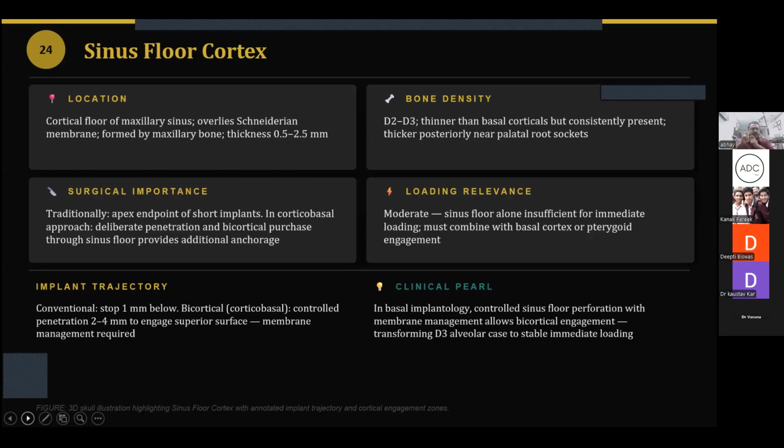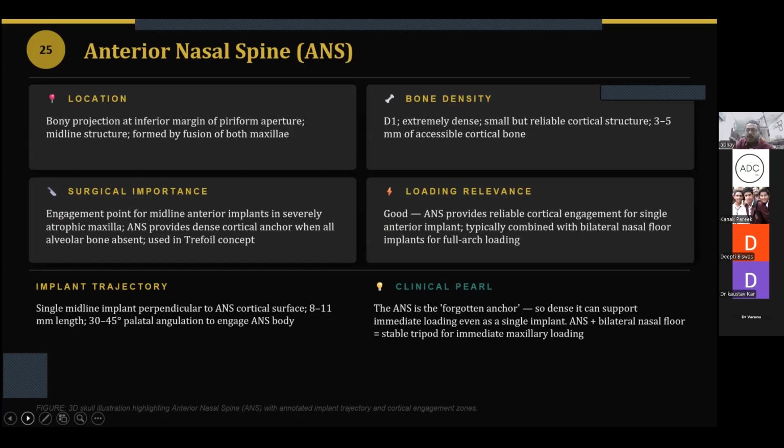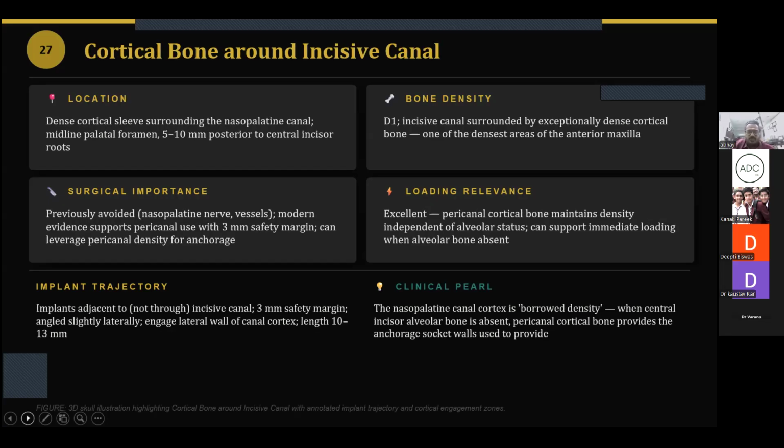So to eliminate that long span area, you engage your sinus floor cortex, the anterior wall of sinus, the posterior wall of sinus, the floor of sinus. These are all corticalized, but this cortical is very thin, very unstable because the sinus pneumatizes throughout life. Anterior nasal spine is again one highly corticalized area. You can engage your anterior implants in the anterior nasal spine to get the primary stability, and then you can load your implant when there is alveolar bone loss. Okay. Then cortical bone around incisive canal. This is one more cortical bone, but you do not need to engage this bone if you have good nasal floor engagement.